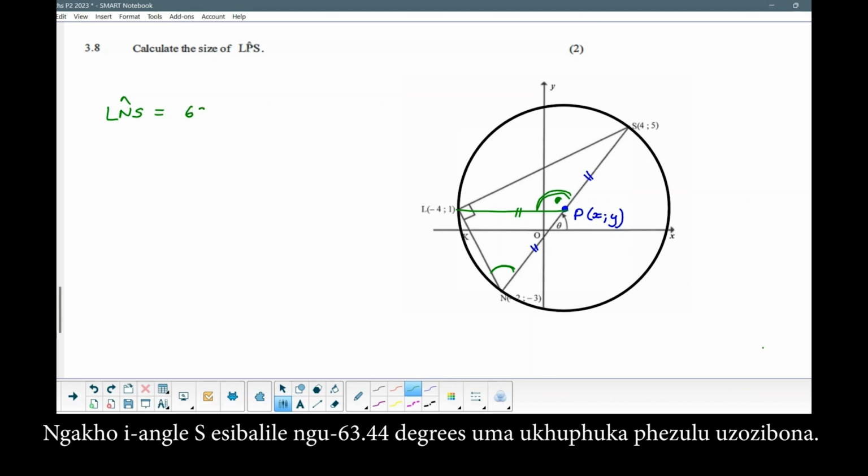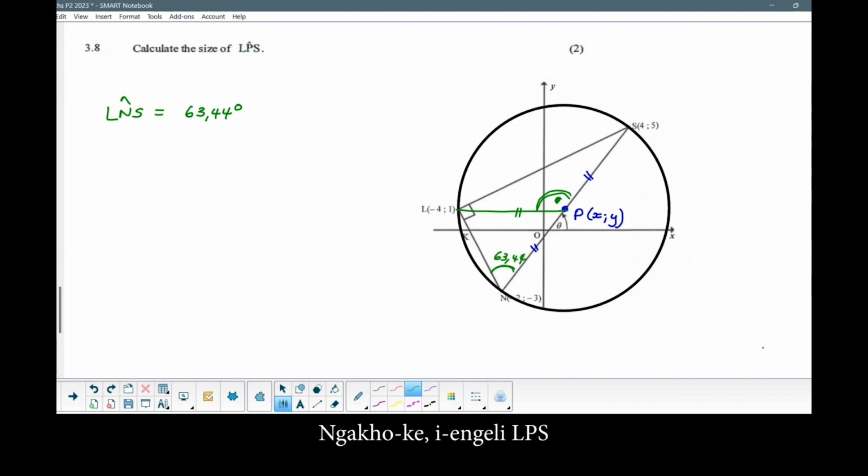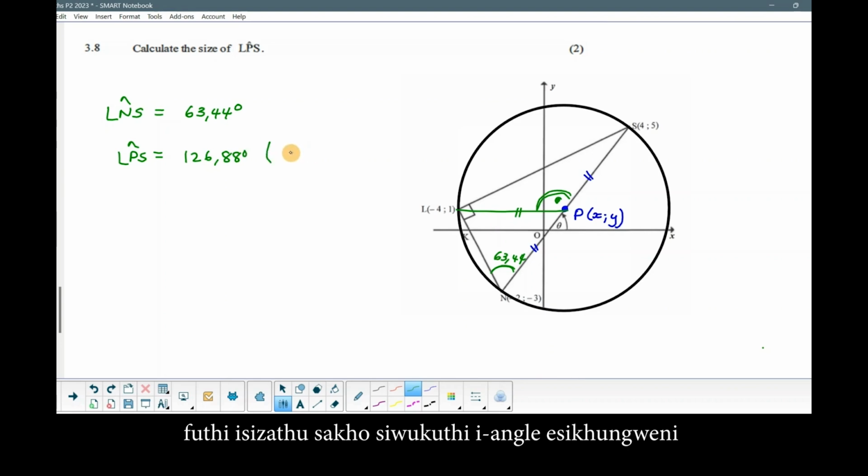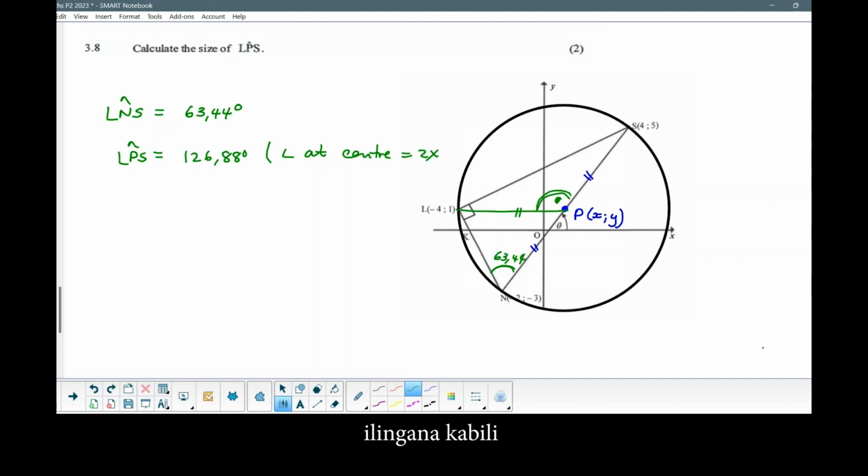63,44. If you scroll up, you'll be able to see that. So that's 63,44. So therefore angle LPS is going to be double that, which is 126,88 degrees, and your reason is angle at center is equal to 2 times the angle at circumference.